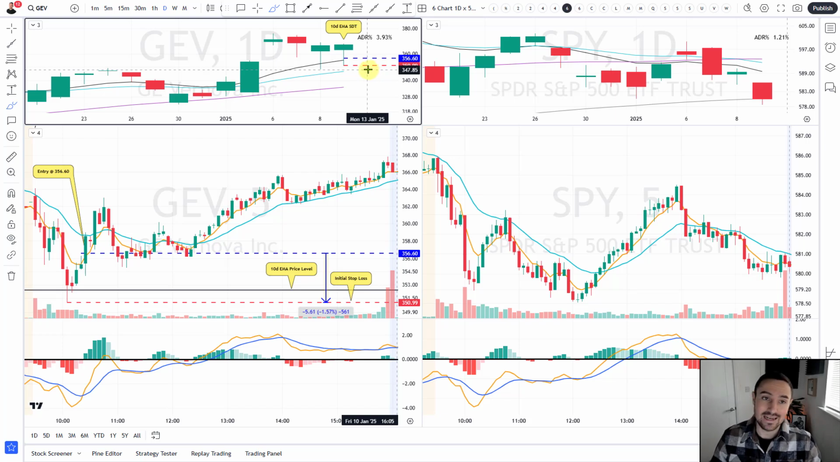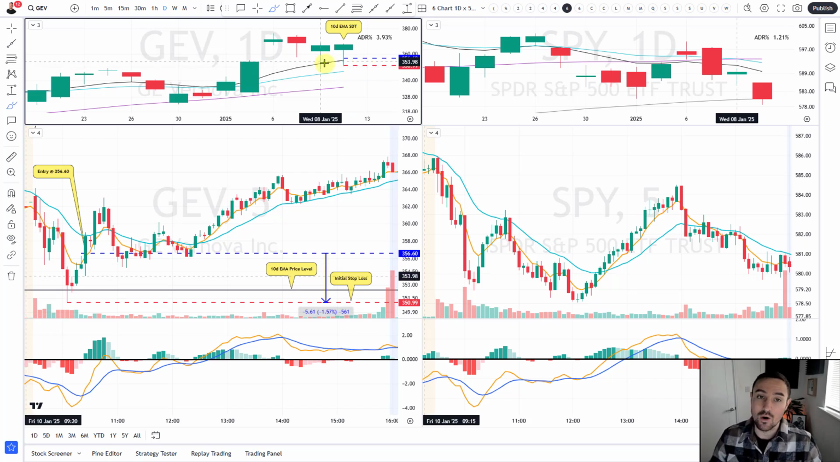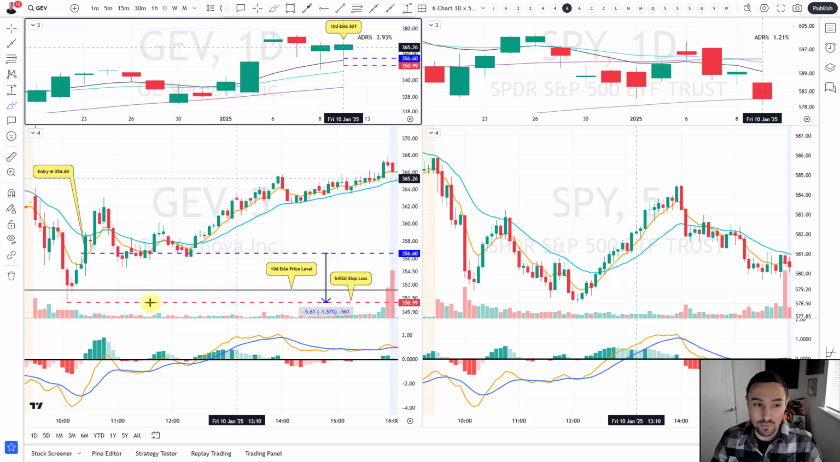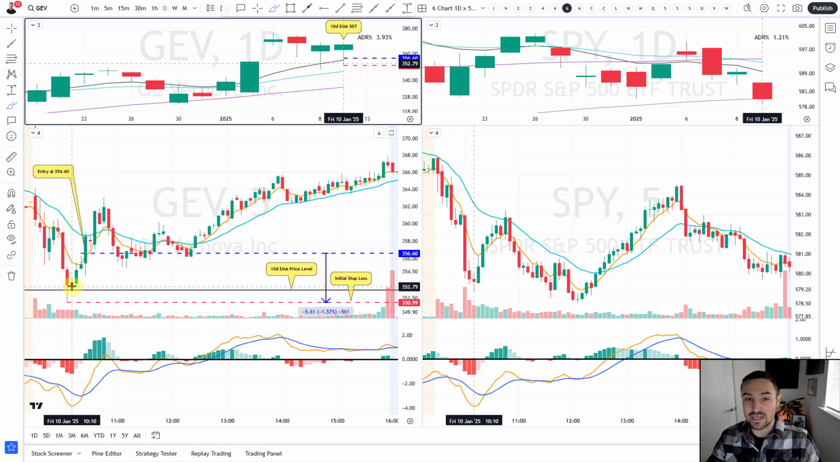I also had an intraday mean reversion long, an Immorello, on GEV on the 8th of Jan, doing the exact same thing as it put in this shakeout demand tail off the 10-day EMA. Basically a carbon copy of the setup that I took here, the very next session later. So you'll just see these setups continue to repeat in leading stocks. But let's go on to that point.